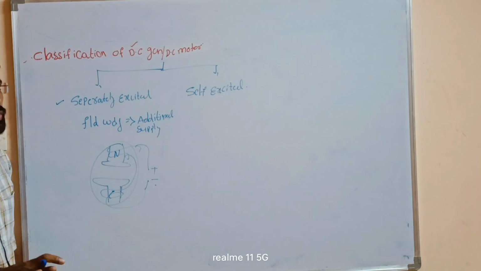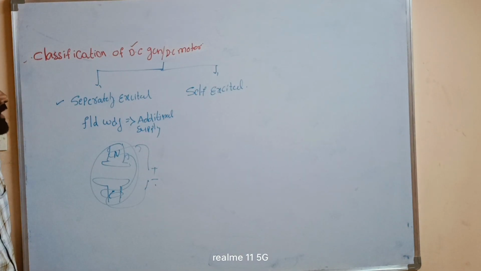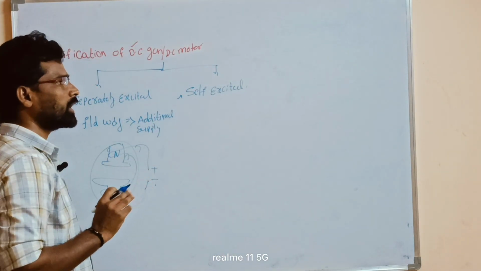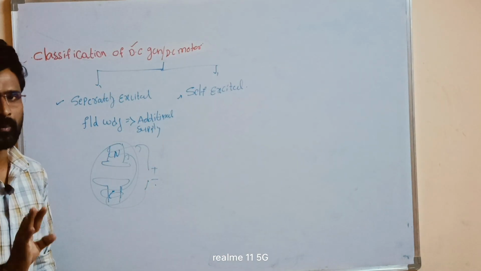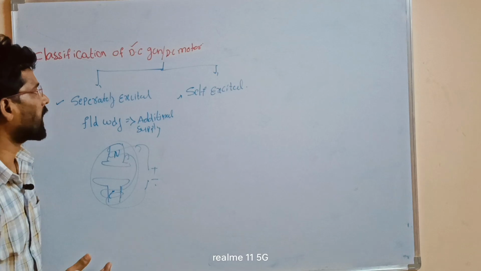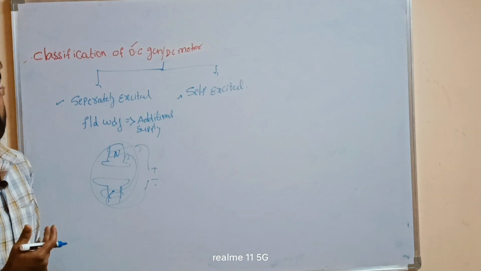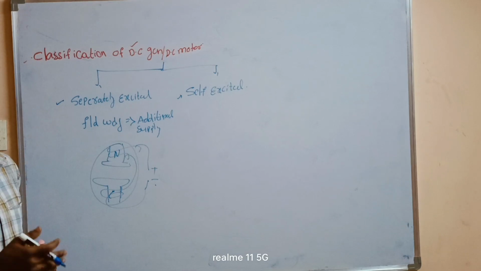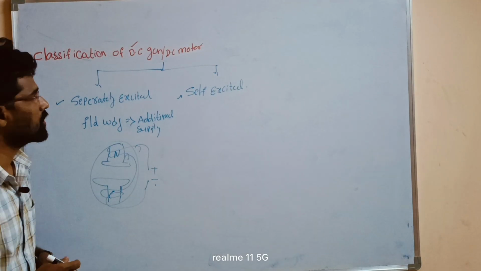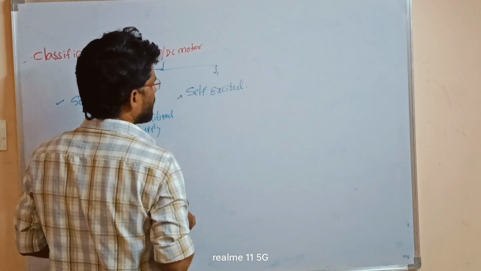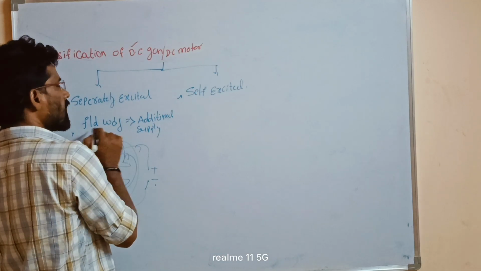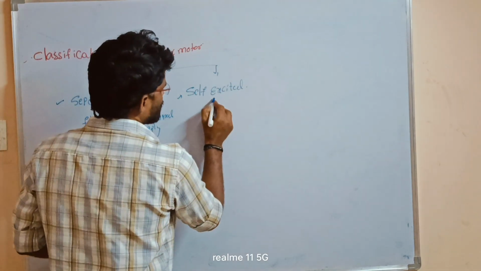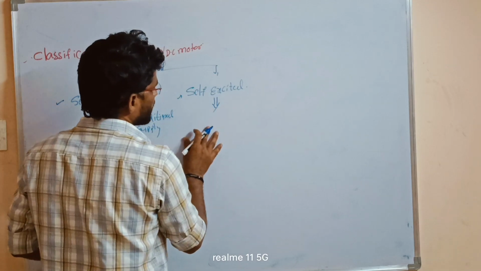Now the self-excited machine does not need additional excitation. It is simply a single excitation. Only the prime mover connection is made. Due to the prime mover, it creates the generated EMF. That generated EMF is transferred to the terminals and the load side. So it is self-excitation and does not need an additional supply.